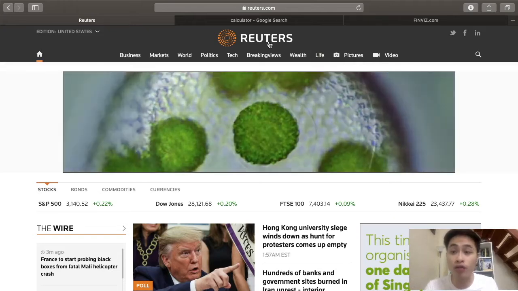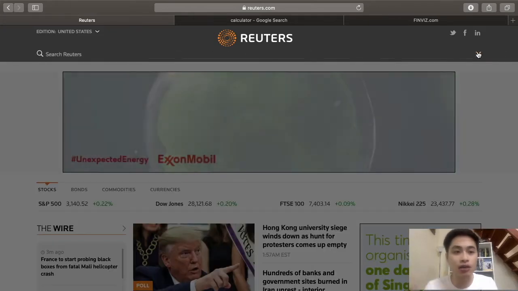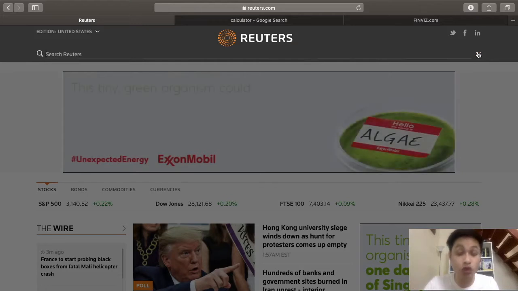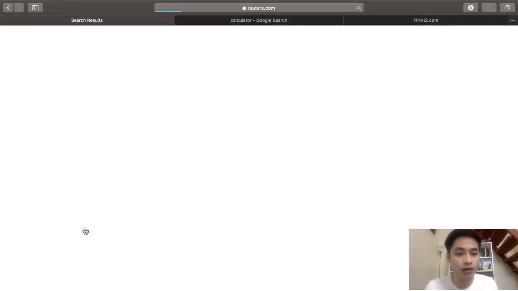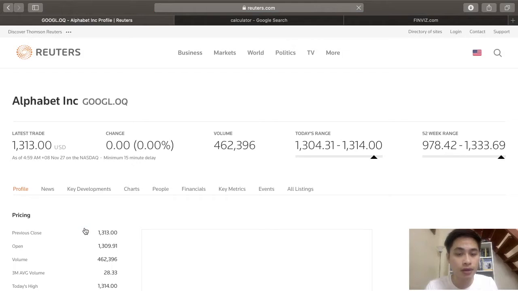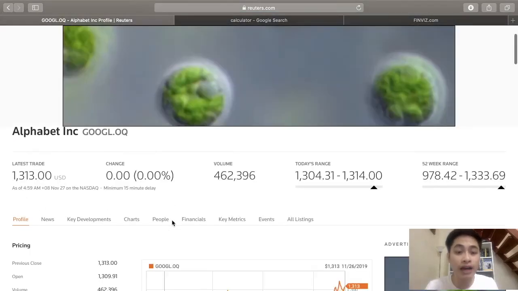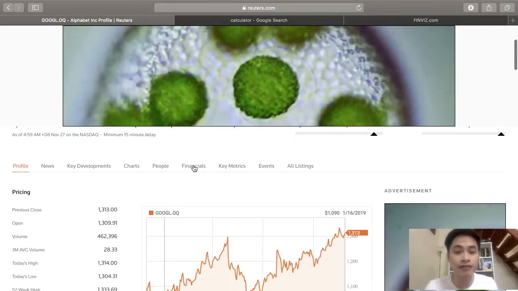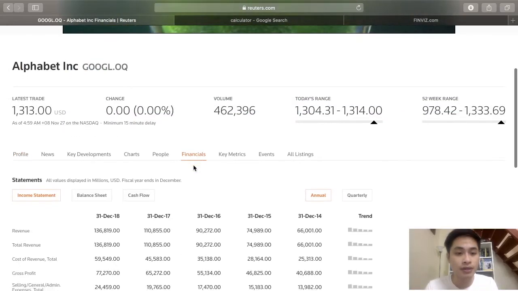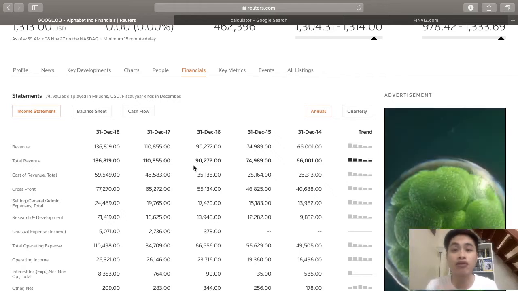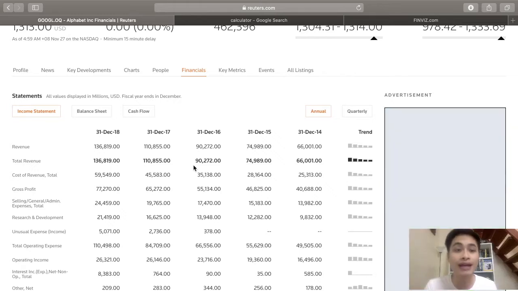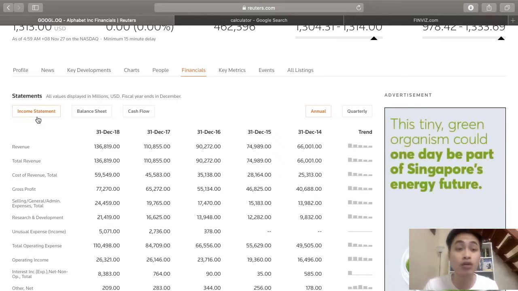So now I'm on Reuters. Let's take a look at Google. Okay, and then we click on Google. So where do we find our financial statement? We find it under the Financials tab. We can find the sales revenue and the gross profit of the company by looking at the company's income statement. So now we are at Google's income statement.